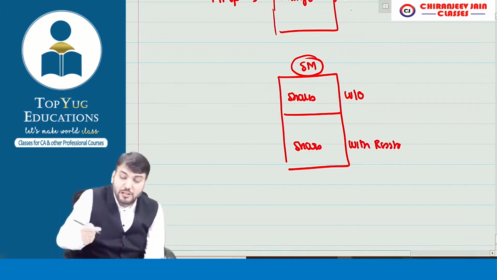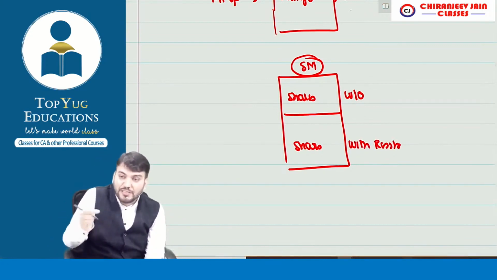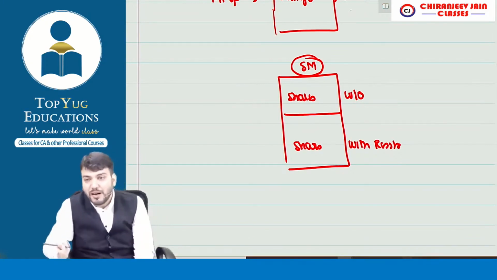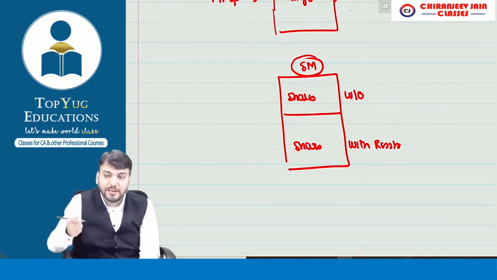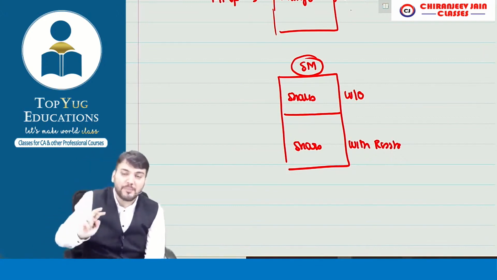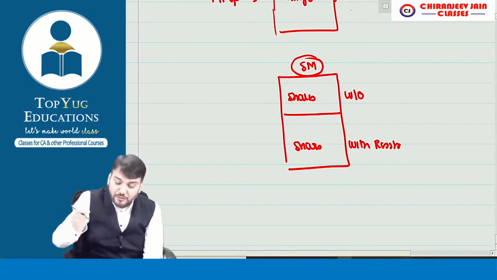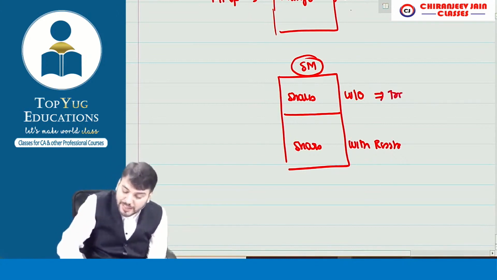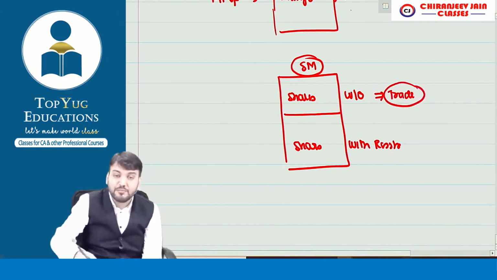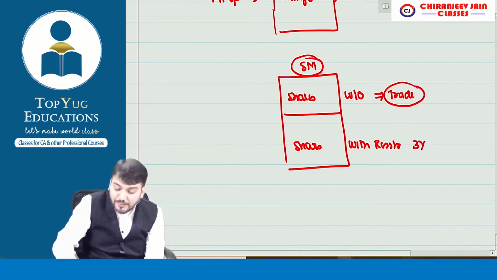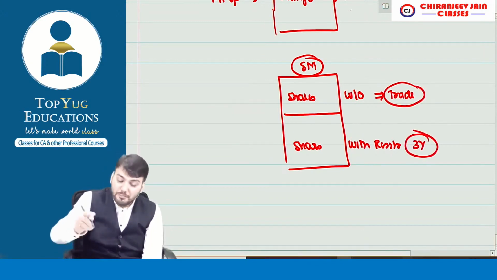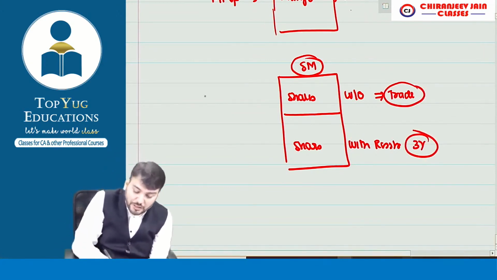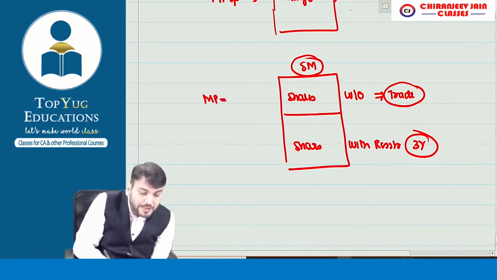Correct? So after exercise, once the employee exercises their option, the shares will be listed and available in the stock market. But in the stock market now there are two types of shares: one with restriction, one without restriction. Without restriction means it can be traded in the market. With restriction, it cannot be traded for how many years? 3 years.